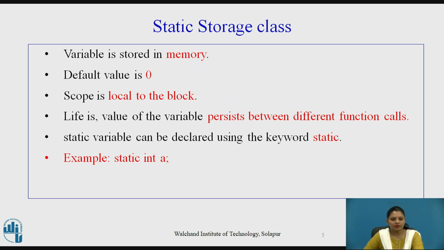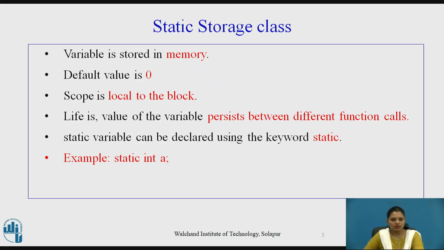If a static variable is declared within a block or function, its value is retained between function calls. This means that the variable retains its value even after the function or block has completed its execution. If a variable is declared outside of any function or block, its value is retained throughout the entire program execution. The static variable can be declared using the keyword static, for example, static int a.